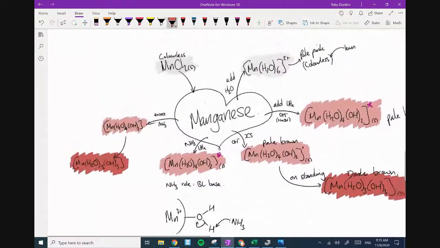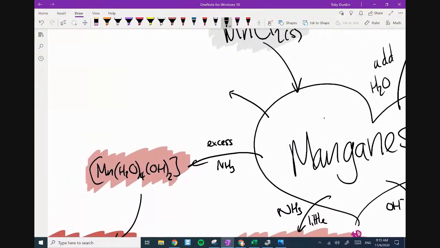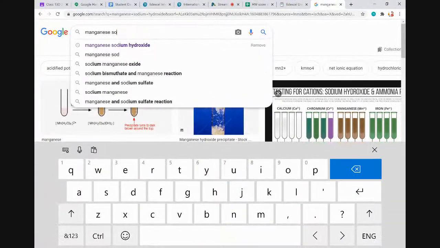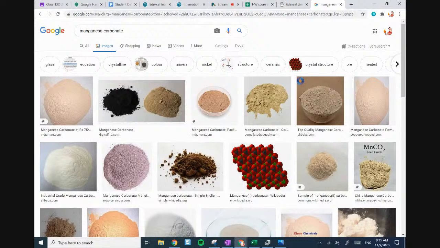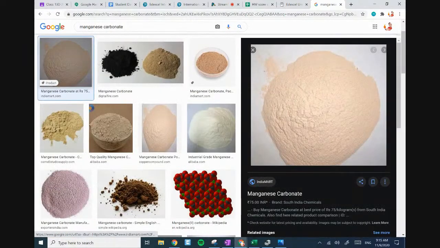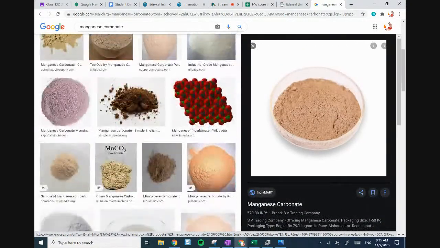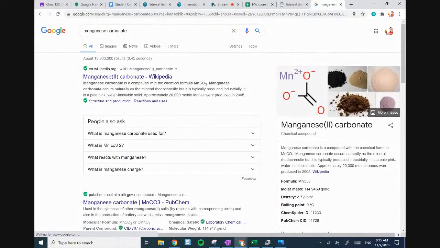But no swapping out. The next thing is what would happen with carbonate, and the rule still applies. If you add carbonate ions to this, you're going to form manganese carbonate. Just to show you what that looks like: manganese carbonate. There we go, and once again, pale brown. It's almost a pinkish or flesh-like color, but they just want pale brown. I know the internet is a great resource, giving us all kinds of different colors, which is a bit of a nightmare. But it forms a pale brown precipitate.